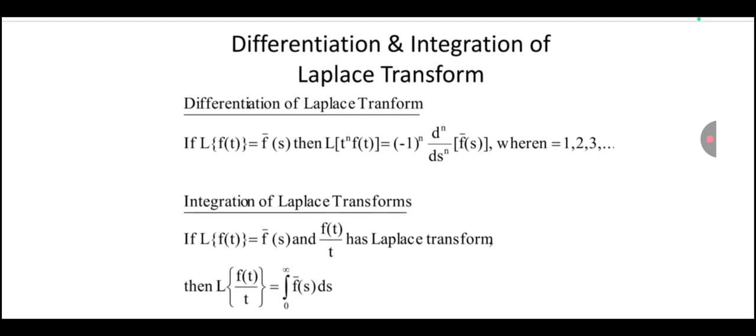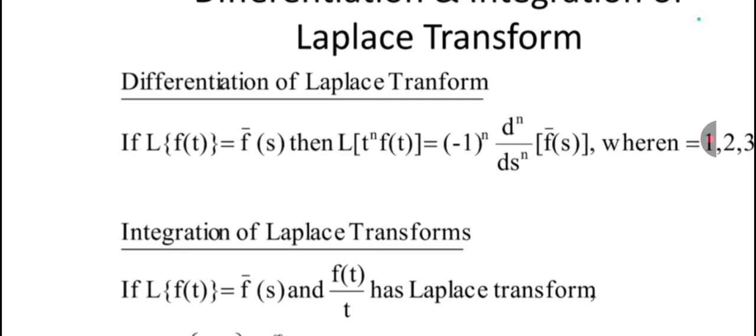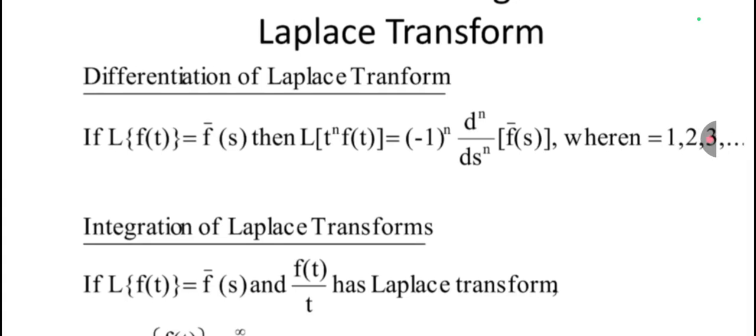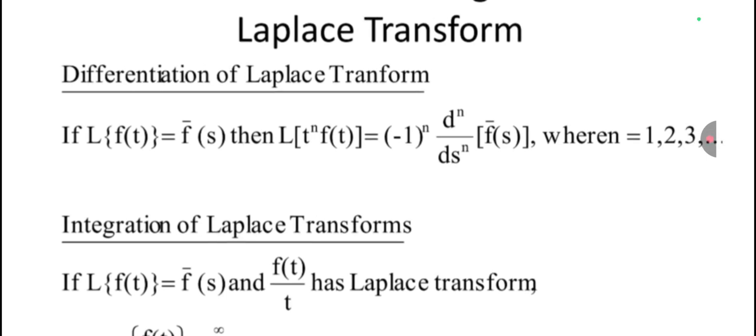Now this is the differentiation and integration formula for Laplace transform. See the example later. Differentiation of Laplace transform. If L of f of t equals F of s, then L of t power n f of t, which is in the form of multiplication, equals minus 1 the whole power n, d power n by ds power n of F of s, or we can say L of f of t.